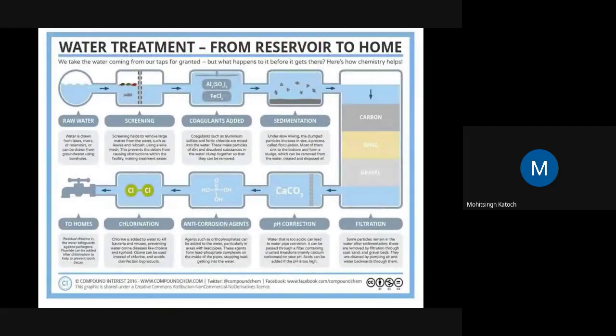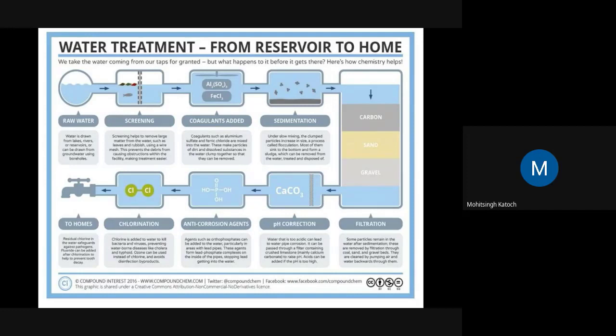So this diagram is very important. It shows the flow sheet of various unit operations and processes which have to be placed in a certain order so that we can achieve maximum treatment of raw water and the most clean water can be sent to the homes of the consumer.